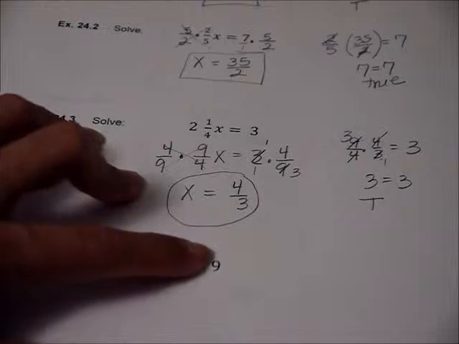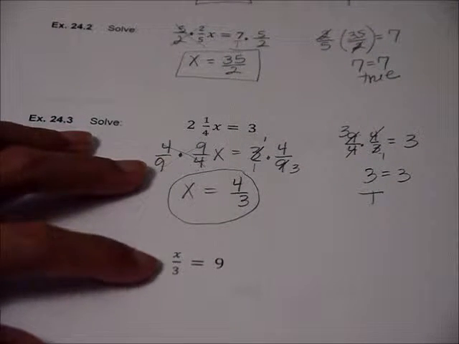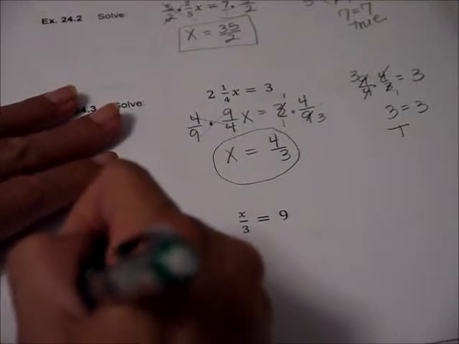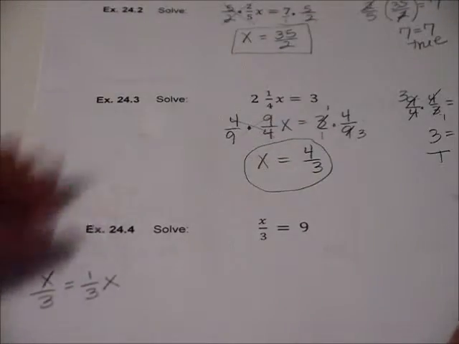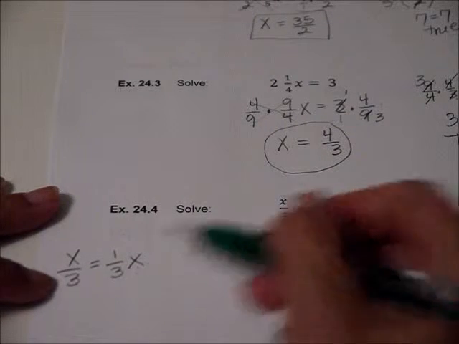All right, this one. This is x divided by 3 equals 9. Well, how do we get 3 out of there? Well, that's the same as 1/3 times x. This is exact, I just want you to realize that. X over 3 is the same as 1/3 x. These are telling us the same thing, in different form.